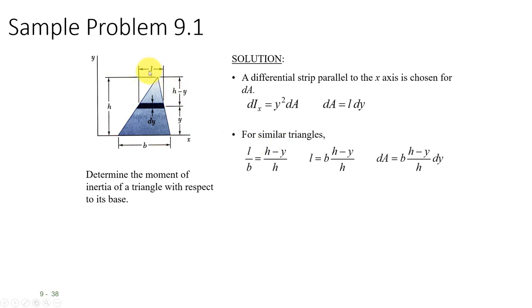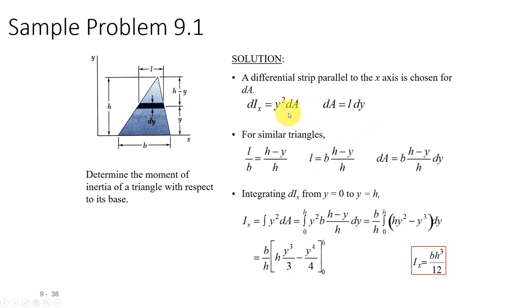So the length is to the height. So L is to h minus y. L is to h minus y, as base is to height. It's the same ratio. So that's a neat little similar triangle trick. But the point of it, we now have y in here. So we can get this length here in terms of something that has y.